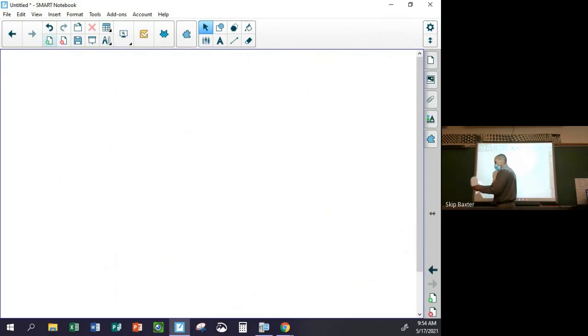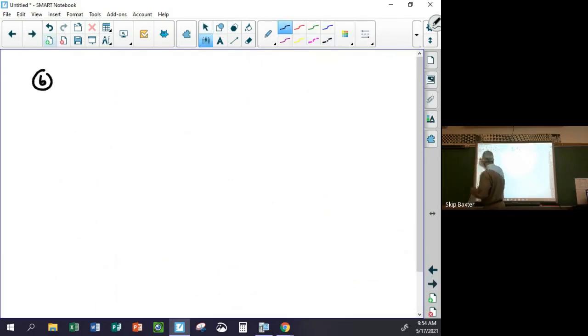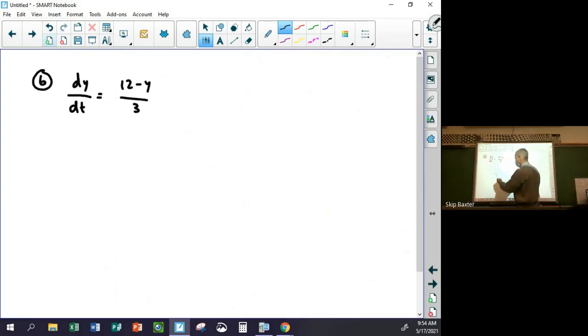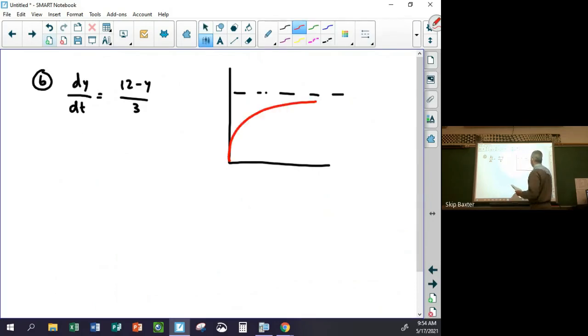The last question looks like a differential equation slope field problem. They're giving us a differential equation, dA/dt equals 12 minus A over 3. It says a portion of the slope field is given below. Sketch the solution curve through the point (0, 0). So you should have something like an asymptote. Your picture should have looked like where the tangent lines are horizontal right here. It should have been something like that.